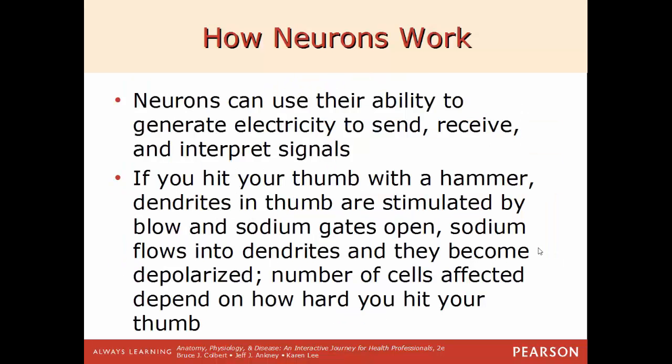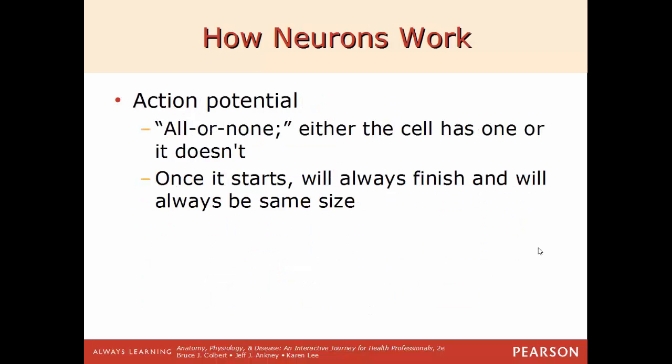Now, neurons can use their ability to generate electricity to send or receive or even interpret signals. You know, if you hit your thumb with a hammer, dendrites in your thumb are stimulated by this blow and sodium channels open, sodium flows into dendrites, and they become depolarized. And the number of cells that are affected are going to depend on how hard you hit your thumb. And like we mentioned a second ago with the action potential, this is an all or nothing process. Either the cell fires or it doesn't. And once it starts, it will always finish and will always be the same size.